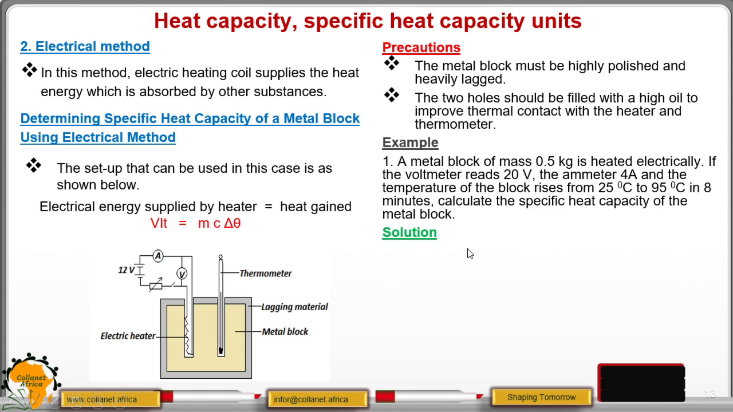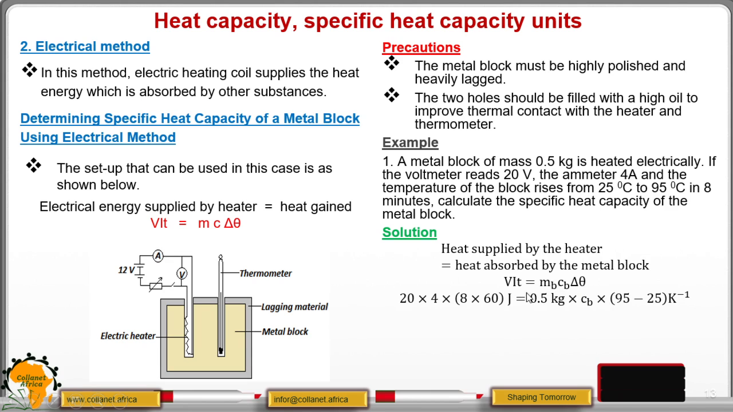We proceed as follows. The heat supplied by the heater is equal to the heat absorbed by the metal block. So the heat supplied by the heater is VIT, and the heat gained or absorbed by the metal block will be the mass multiplied by the specific heat capacity and then the change in temperature. So we proceed as follows.